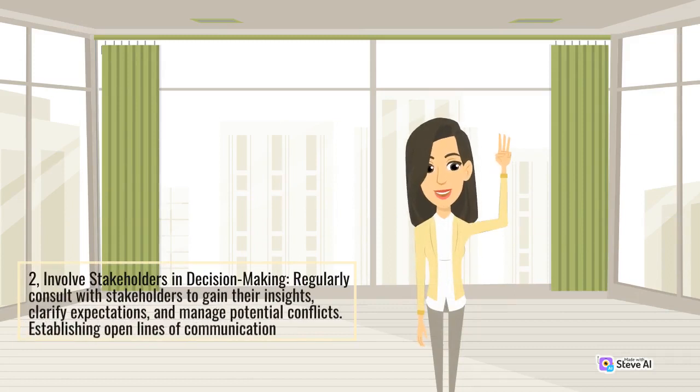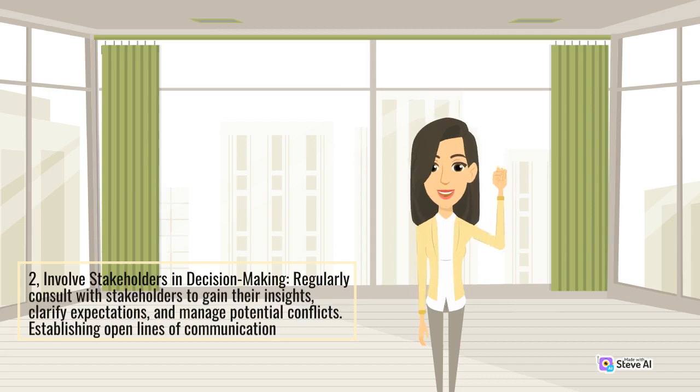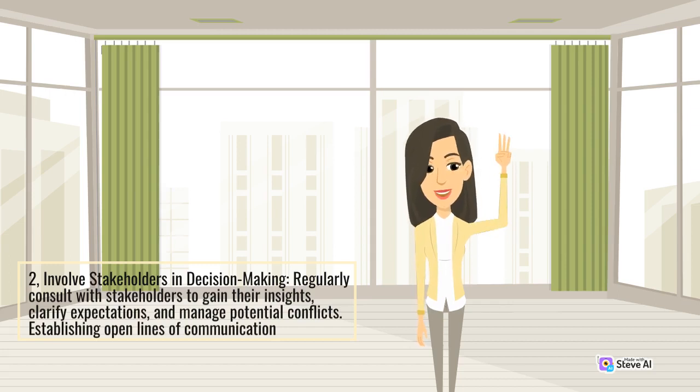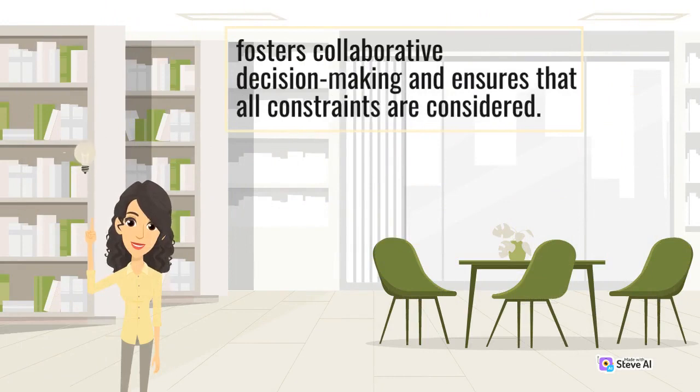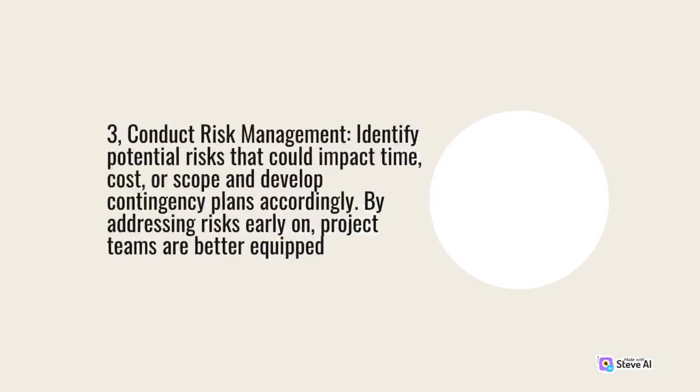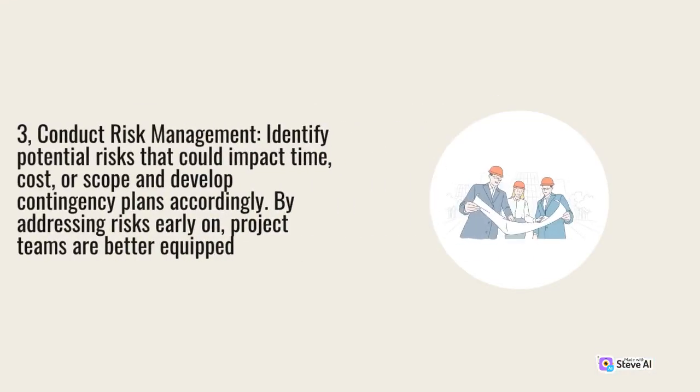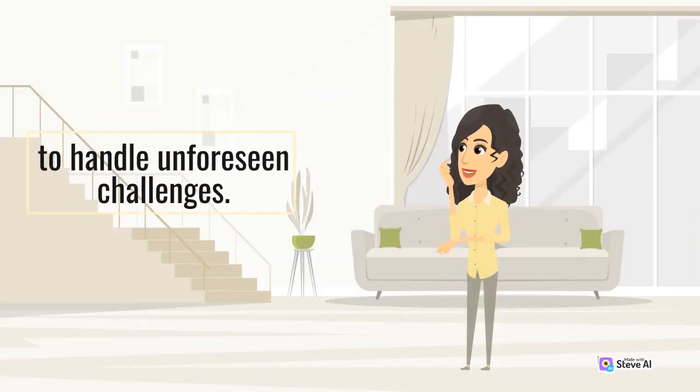2. Involve stakeholders in decision making. Regularly consult with stakeholders to gain their insights, clarify expectations, and manage potential conflicts. Establishing open lines of communication fosters collaborative decision making and ensures that all constraints are considered. 3. Conduct risk management. Identify potential risks that could impact time, cost, or scope and develop contingency plans accordingly. By addressing risks early on, project teams are better equipped to handle unforeseen challenges.